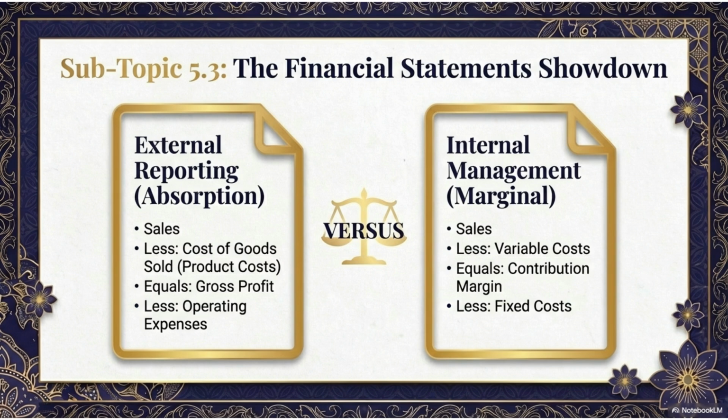Subtopic 5.3 is the financial statements showdown. External reporting uses absorption costing, deducting cost of goods sold to find gross profit. Internal management uses marginal costing, deducting variable costs to find the contribution margin.